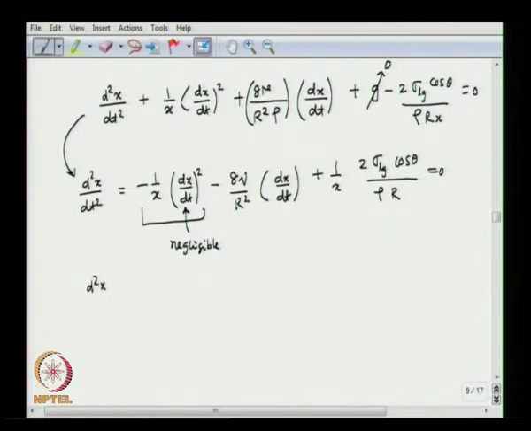So, d square x over dt square will be minus 8 nu over r square dx over dt, plus 1 over x, 2 sigma Lg cos theta over rho r.